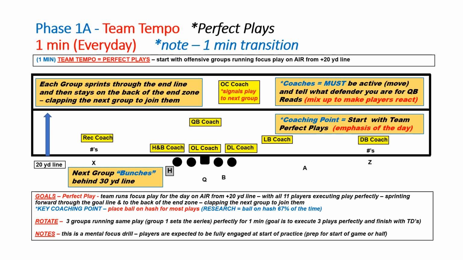Phase 1 then is a team tempo. You take whatever is going to be your focus play for the day, and we just do a perfect play starting now from the 20-yard line, red zone going in, and just run again against the coaches all the way through with each of the groups just one time.